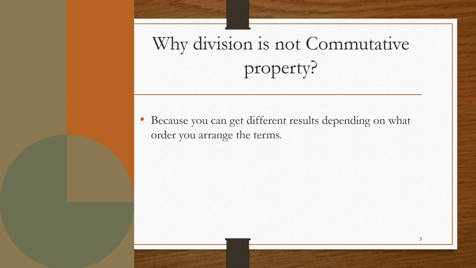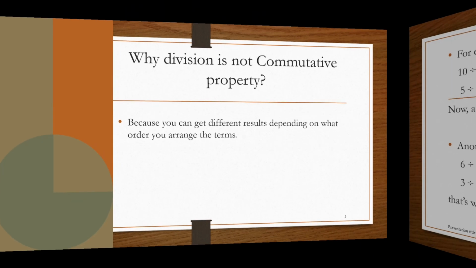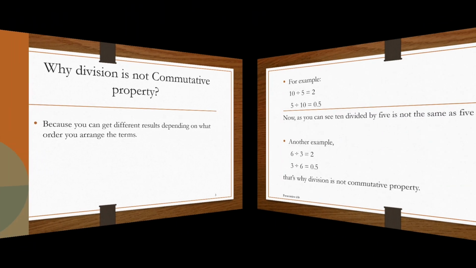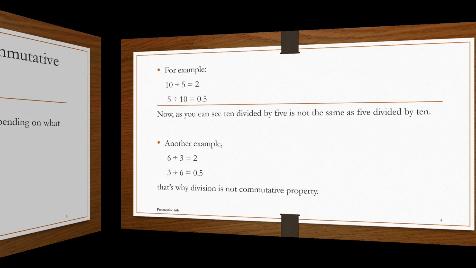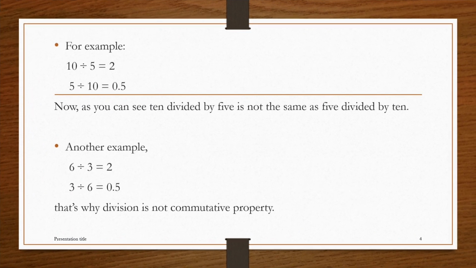Why is division not a commutative property? Because you can get different results depending on what order you arrange the terms. For example, 10 divided by 5 equals 2. 5 divided by 10 equals 0.5. Now, as you can see, 10 divided by 5 is not the same as 5 divided by 10.